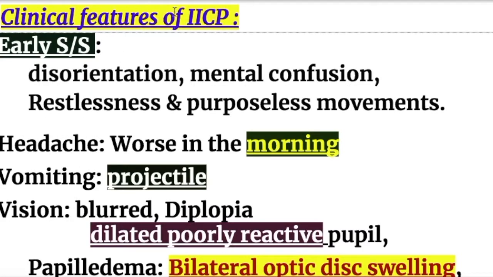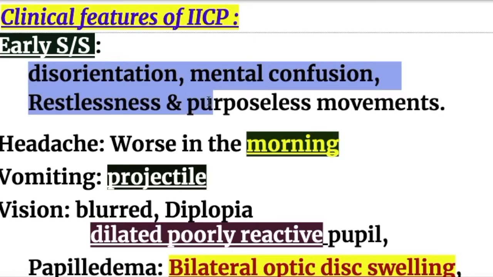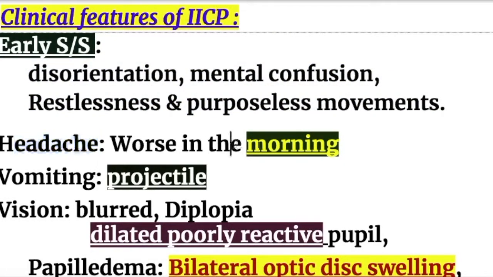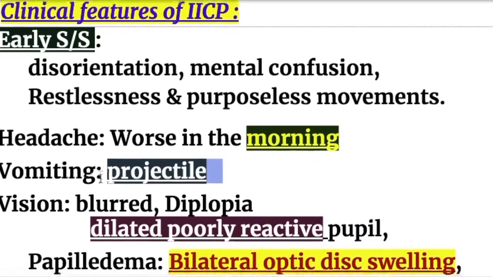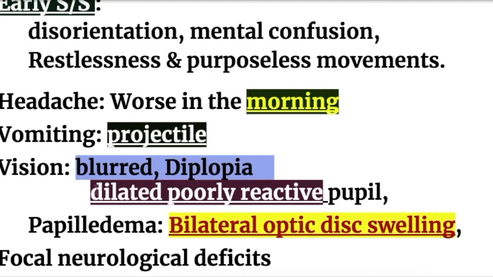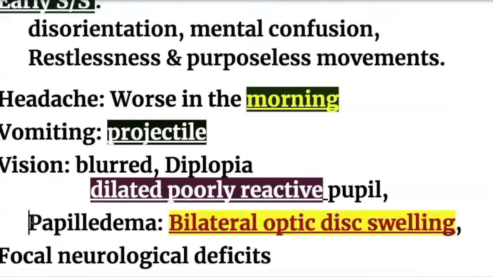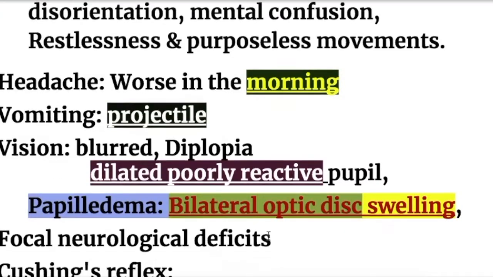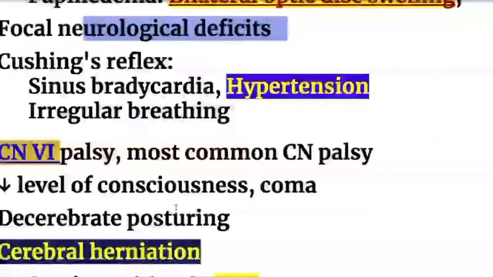Now, clinical features of increased intracranial pressure. The earliest signs and symptoms of increased intracranial pressure are disorientation, mental confusion, restlessness, and purposeless movement. Other features are headache, which is worst in the morning, vomiting, which is projectile, blurred vision, diplopia, a dilated, poorly reactive pupil, and papilledema. And what's papilledema? It's bilateral optic disc swelling. So papilledema is always bilateral optic disc swelling, and there are focal neurological deficits and Cushing reflex.